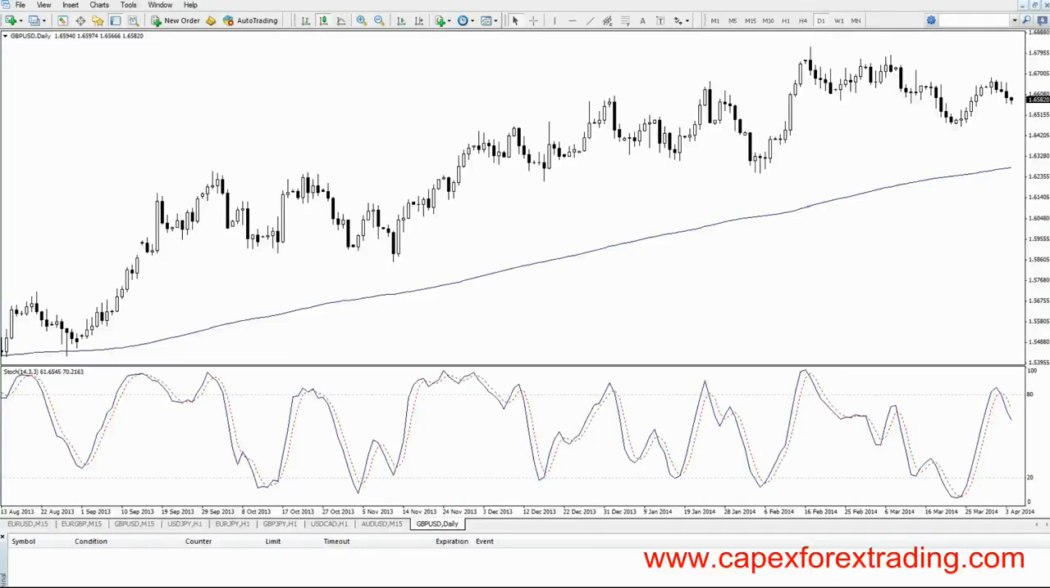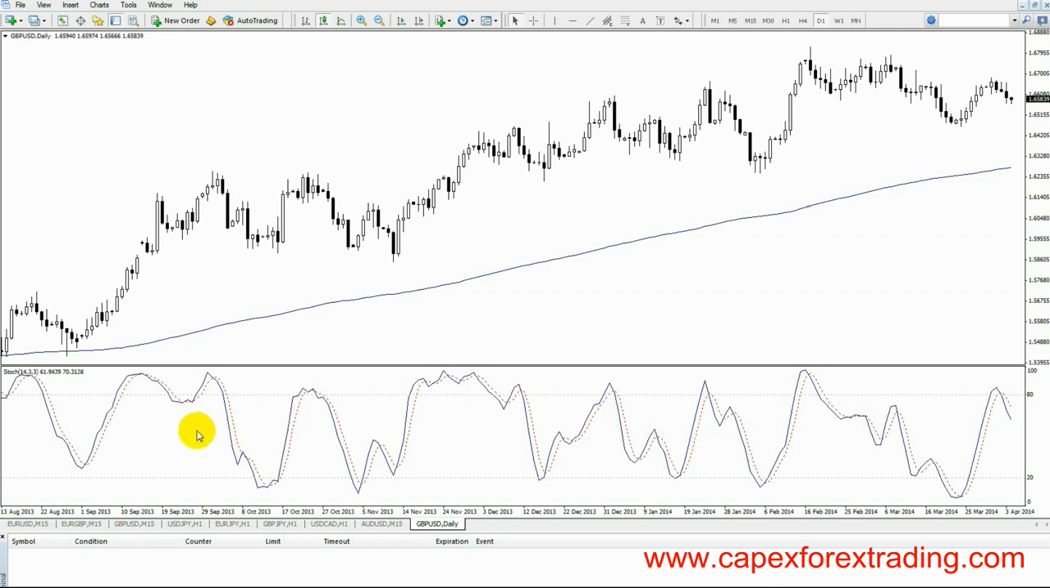In this video we're going to focus on the stochastics indicator, which is a great tool to use when looking to recognize overbought and oversold areas of a trend. Now, you can see in the bottom window here that the indicator is made up of two lines. One is called the percentage K line and the other is called the percentage D line. Now, don't worry about what that means. You don't really need to know about that.